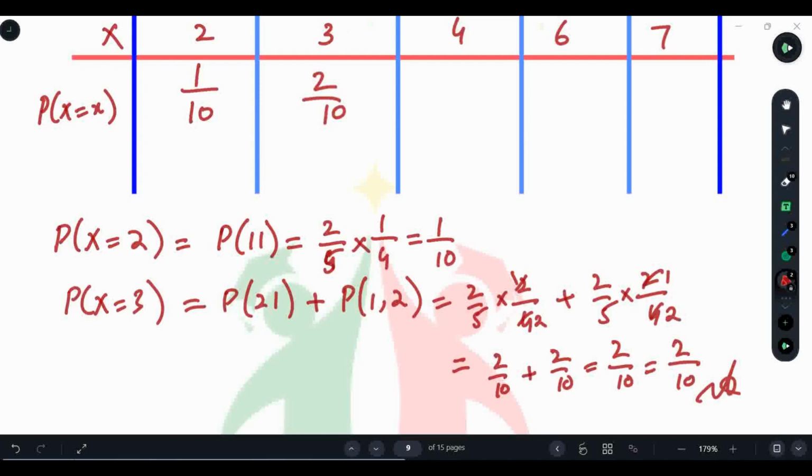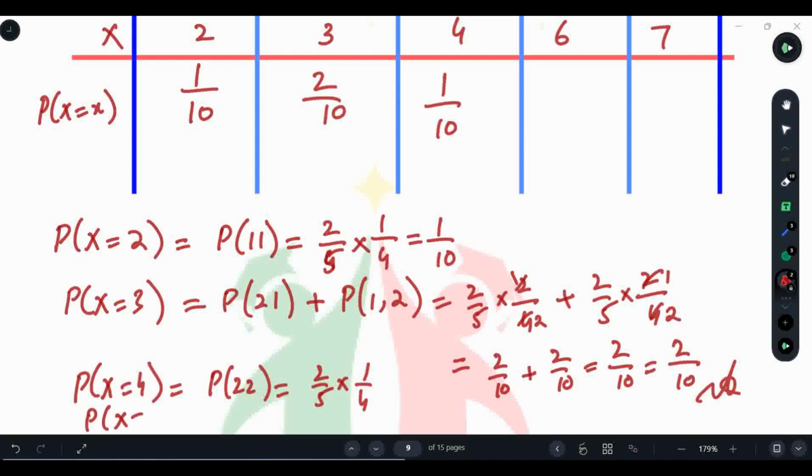Now probability of X equal to 4 means we can have the probability of 2 and 2. We know that the probability of 2 will be 2 by 5 multiplied by 1 by 4, so this will be equal to 1 by 10. Now probability of X equal to 6. This can be the probability of 5 and 1 plus the probability of 1 and 5.